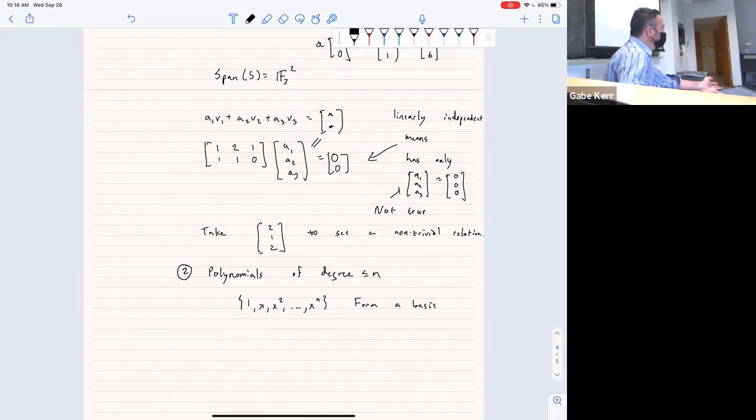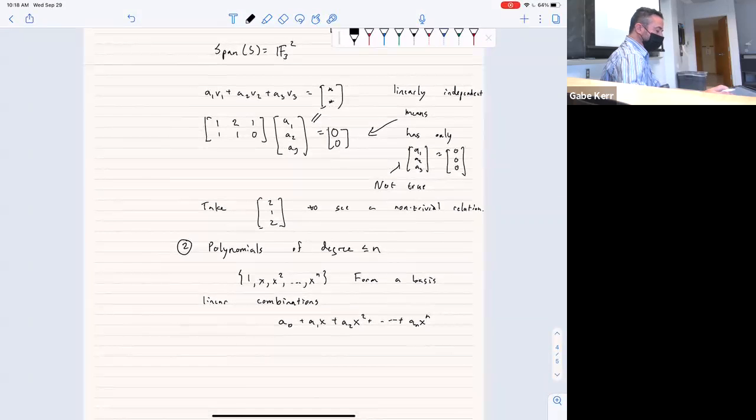Indeed, if I take a linear combination of these, we can write down what they look like. We take A naught times 1 is A naught. And they look like this. This is exactly what a polynomial looks like. We get any polynomial by taking a linear combination of degree less than or equal to n. And furthermore, the only way this is going to be the zero polynomial is if all of the coefficients are zero. If anything is non-zero, it's definitely not a zero polynomial. Take some sort of derivative of it and get 1.